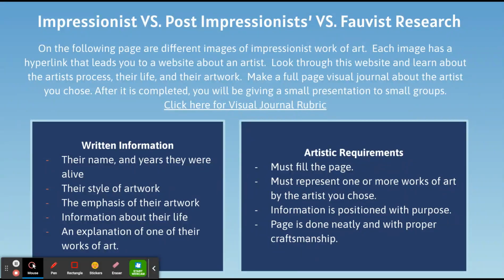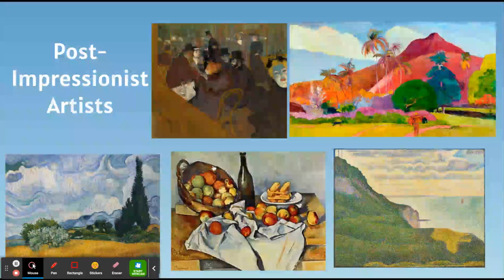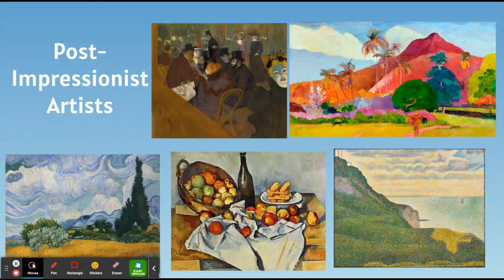You have options. You have Impressionist artists to choose from. You can click on any one of these and it will lead you to a website. I clicked on this painting right here, and it led me to a website about Renoir. You would get all of your information for your visual journal from that website. If you like Impressionism, but you really like Post-Impressionism better, you can click on one of these and it will also lead you to a website. That one led me to a website about Paul.